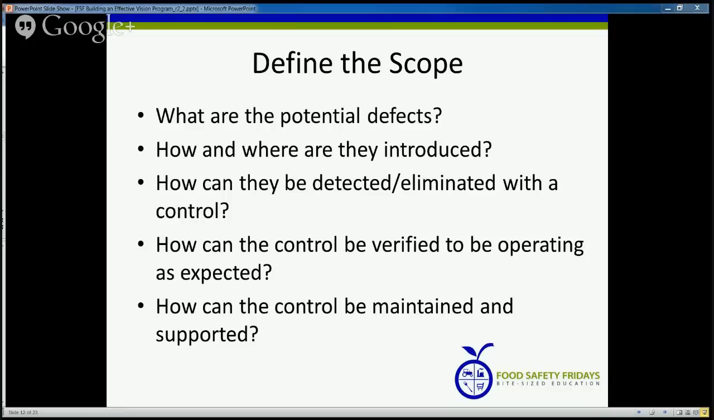So on the topic of defining the scope, I won't go through this in great detail. Really, you're going to be following HACCP principles here. So what are the things you want to control? Where along the line can you control them? What control can you put in place to validate or to check to make sure that what you want to control is being controlled? And then how can the control be verified to be operating as expected, and how can it be maintained and supported in the long run?